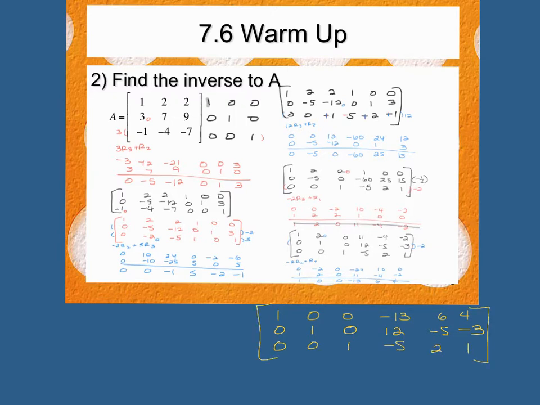And there's my new matrix. This side is in the pattern I need it to be, which means this right side, -13, 6, 4, 12, -5, -3, -5, 2, and 1 would be the inverse of that initial matrix. So maybe you did it a different method, which is fine, as long as your answer is the same.